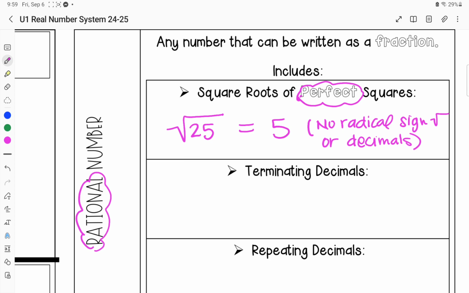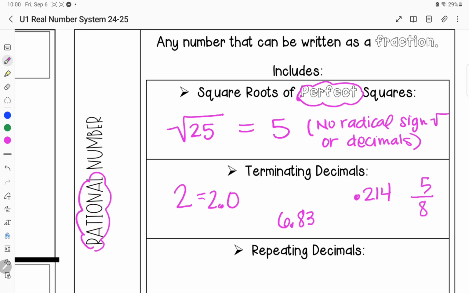Okay, now terminating decimals. These are decimals that end. So sometimes we look at something like this and we're like, but that's not a decimal. Just remember that this is the same as 2.0. So that ended. So instead of writing the 0.0, which doesn't matter, they just put it as 2. You might get something like 6.83. Again, it ends, it terminates, it comes to an end. You might have something like 0.214. It's going to end. If it's a fraction, it automatically comes to an end. So if they can write it as a fraction, it's going to be a terminating decimal.